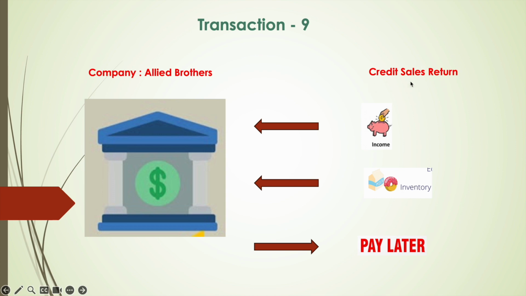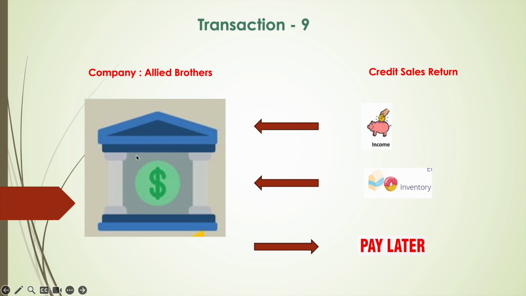Transaction number 9. Credit sales return. A credit sales return, also known as a sales return, occurs when a customer returns goods for which they were originally invoiced on credit. In other words, the customer purchased goods on credit terms and is now returning them for various reasons such as defects, dissatisfaction, or incorrect items.